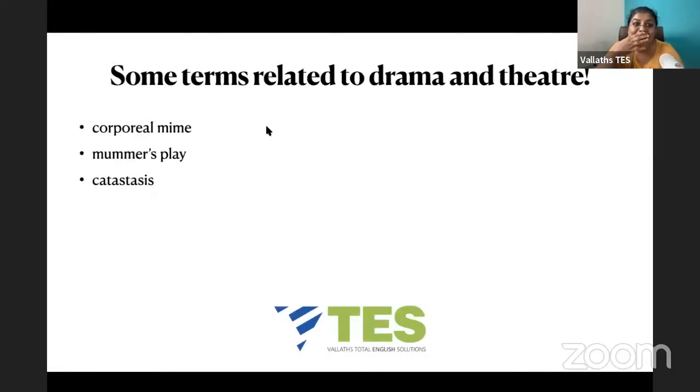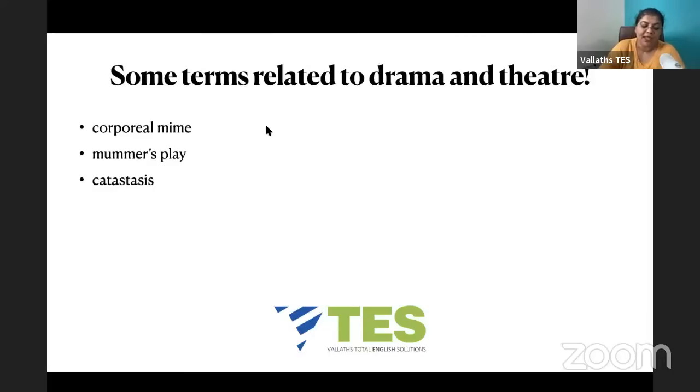Now, some terms related to drama. Have you heard of corporeal mime? It is part of physical theater. Physical theater and drama is inside the body. Drama is inside the body, corporeal mime. Did you understand? It is like dancing. It is very interesting. Have you heard of that? You should read extra about it.